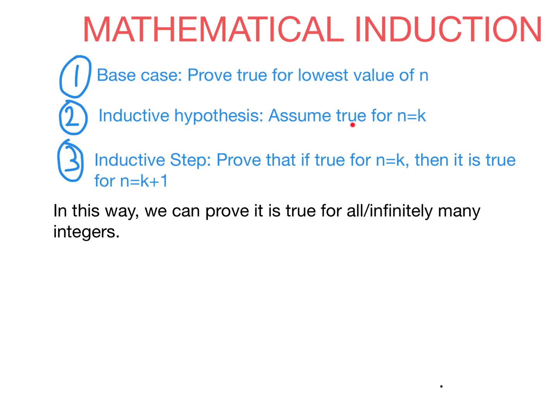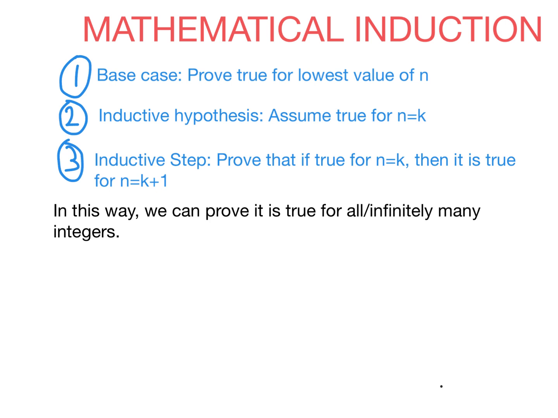The second step, the inductive hypothesis, is also really easy. You just write a statement here. You assume that what you're trying to prove is true for n equals k. The third step is where all the work is done, the inductive step. So you need to prove that if your assumption that you wrote in step 2 is true, then it's true for n equals k plus 1.